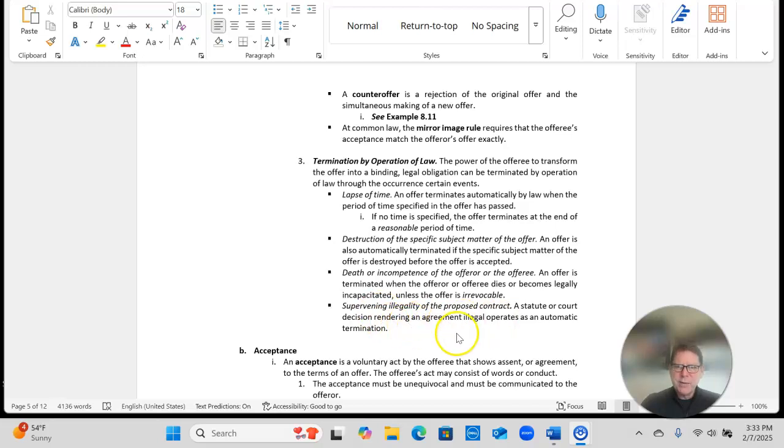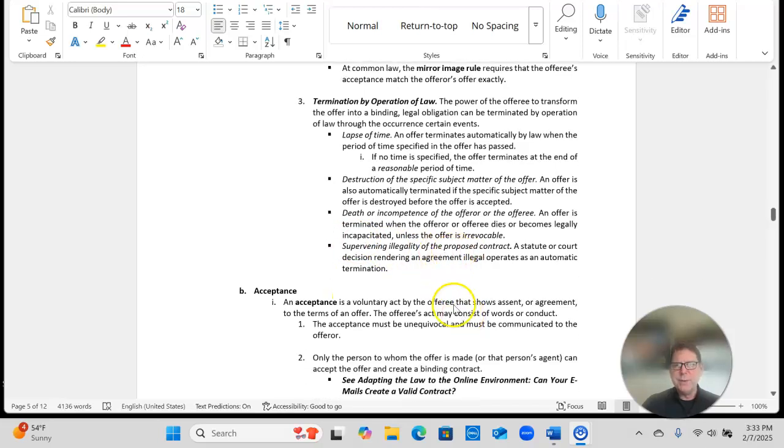Supervening illegality of the proposed contract means that the subject matter, the legal theory or principle that is enacted, makes the contract invalid because they've made the conduct perhaps illegal. We don't see that very much, but we could.